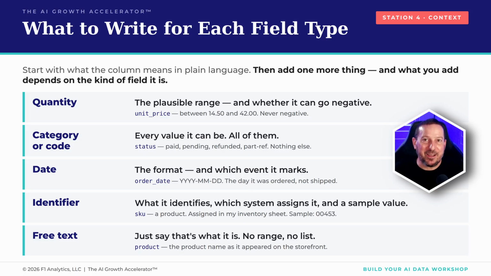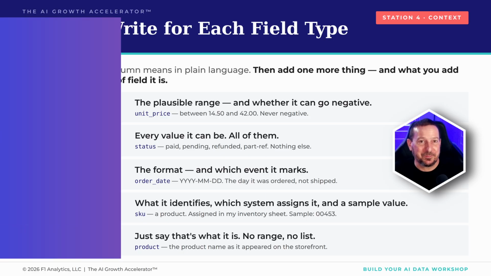If it's an identifier, hang on, I'm going to get those in their own section and I'll come back to it in just a moment. And if it's free text, a notes field, a product description, or something a customer typed in, just say what it is. Don't list the values. Don't give a range because there isn't one. And if you followed the red light data guidance back in the transfer video, customer names and email addresses shouldn't be in this file to begin with. So free text here mostly means product descriptions and notes.